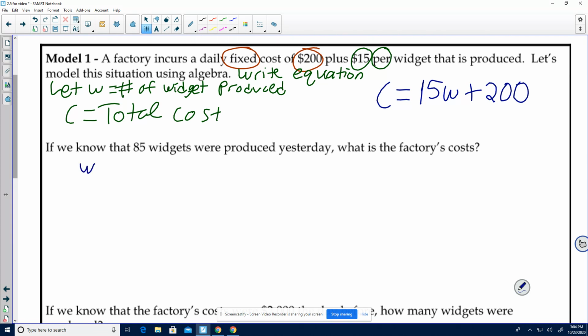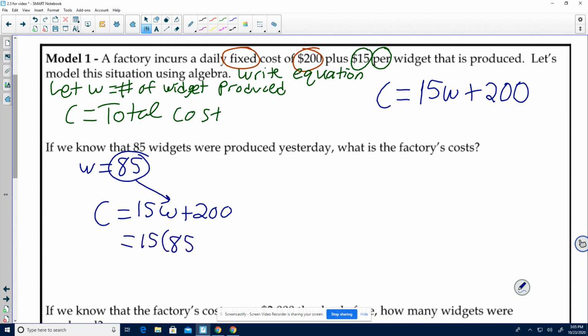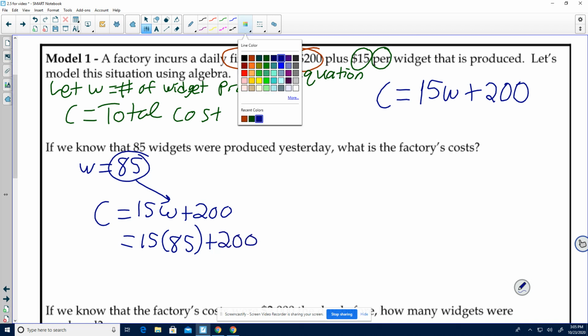They're telling us that the number of widgets that we produced was 85. They're giving us a W value. We need to find the cost C when we produce 85 widgets. So what we're going to do is plug 85 into our equation. So we have 15 times 85 plus 200. All right?